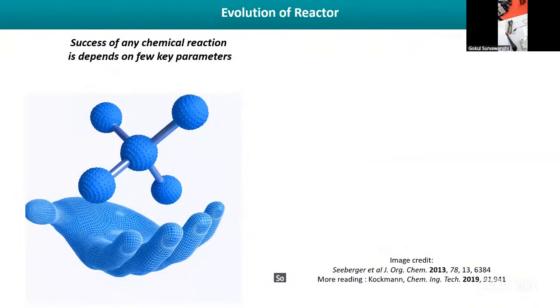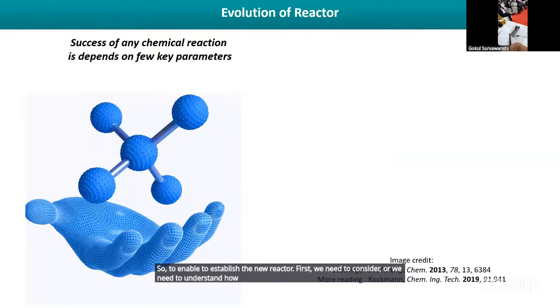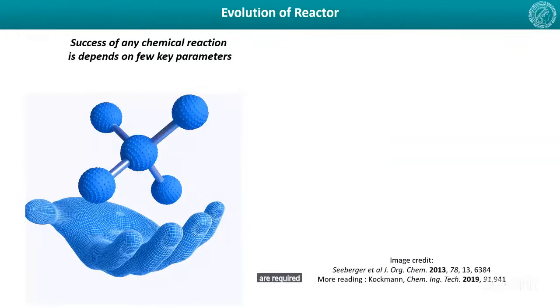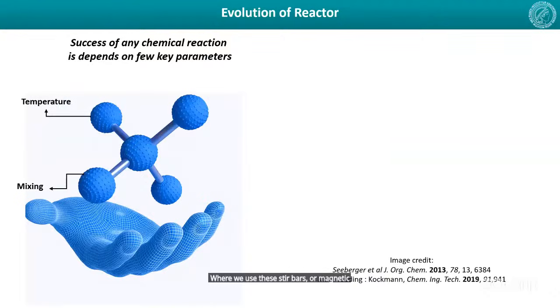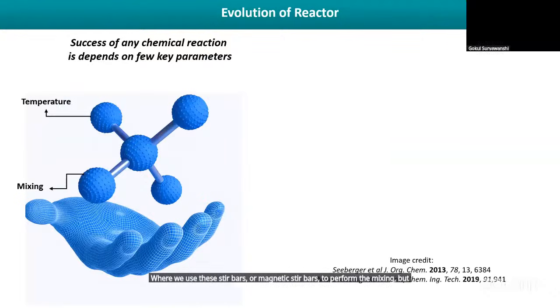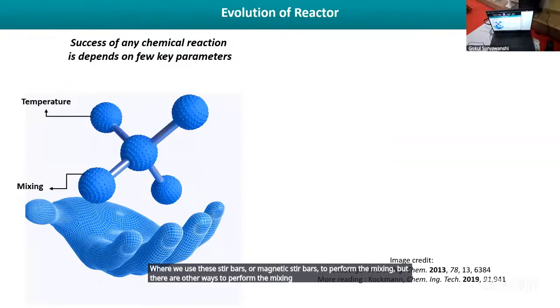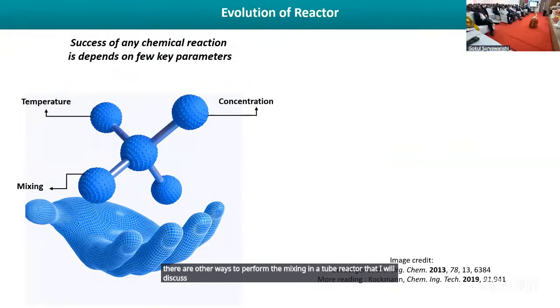To establish the new reactor, first we need to understand how the chemical reaction works and what different parameters are required for the completion of a successful reaction. First parameter is temperature. Then we have the mixing, which is one of the key components in normal batch chemistry, where we use magnetic stir bars to perform the mixing. But there are other ways to perform the mixing in a tube reactor that I will discuss now.